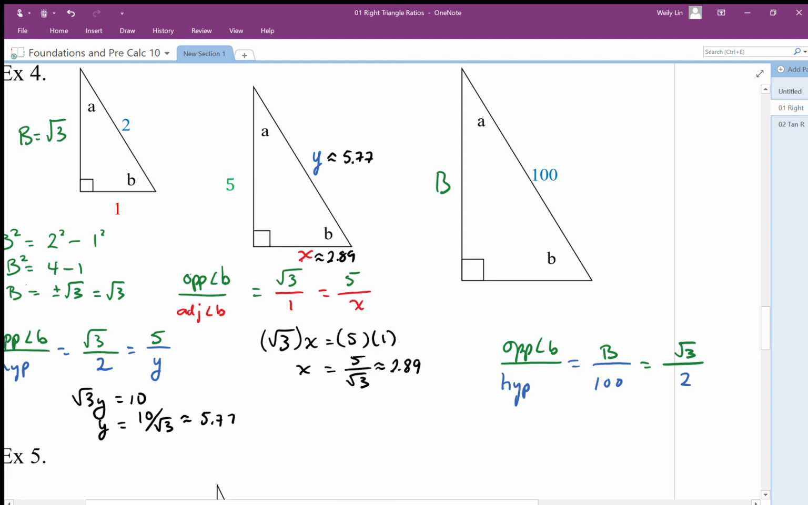Then solving this algebraically, B is equal to square root 3 times 100 divided by 2. That works out to be about 86.6. If the hypotenuse is 100, this side is going to be 86.6.